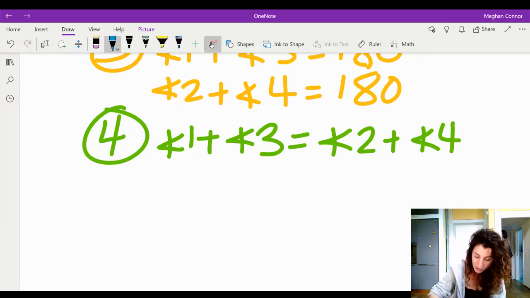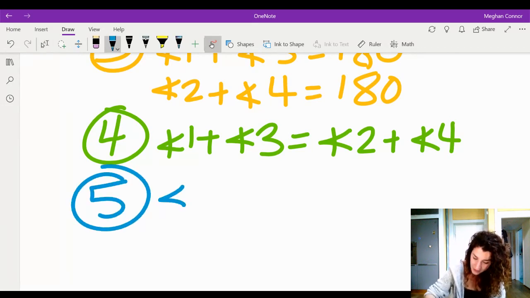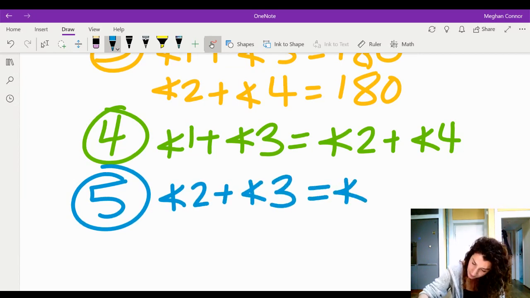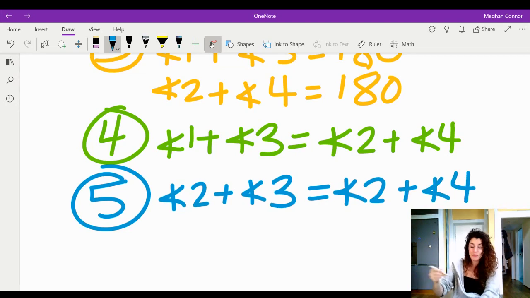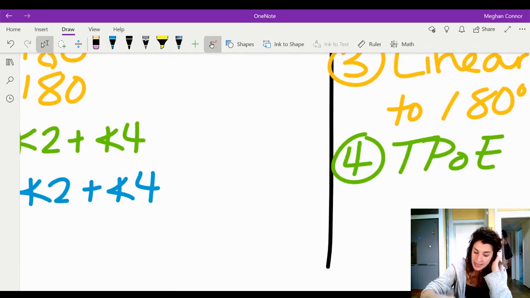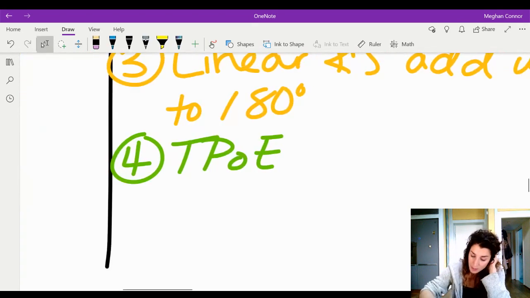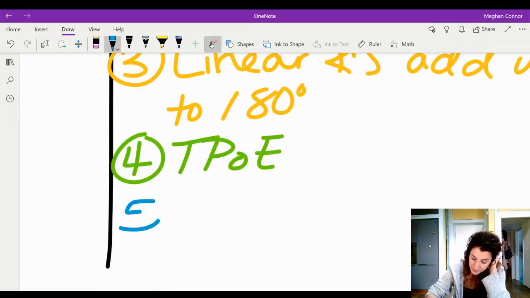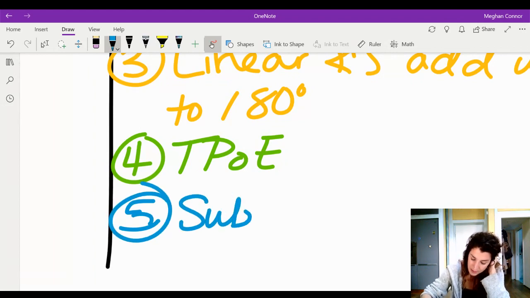A little bit of poetry for you. And now, since I replaced only one of them, I can then, in my next step, subtract out angle 2 from both sides and only be left with 3 and 4. That guy, since I only took out one small piece, is substitution.